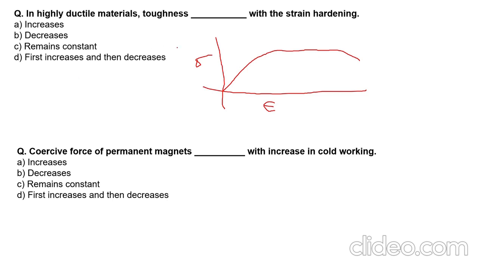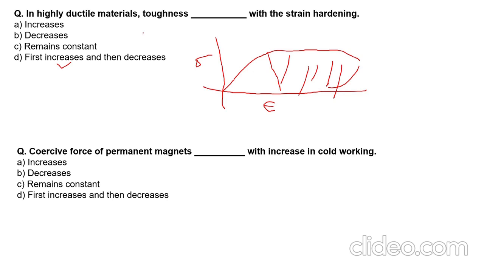So what happens? What is toughness? Toughness is the area under this curve, right? If the elongation is increasing because of your strain, when the material is highly ductile, the toughness will actually first increase with the strain hardening, but there comes a point when it actually decreases.